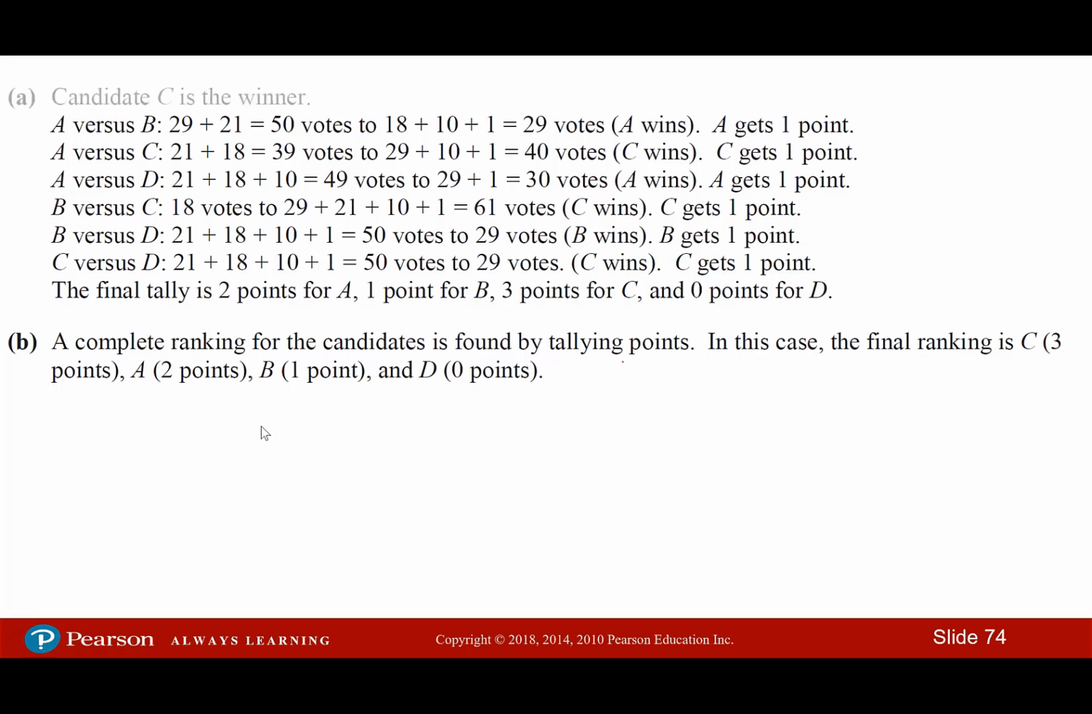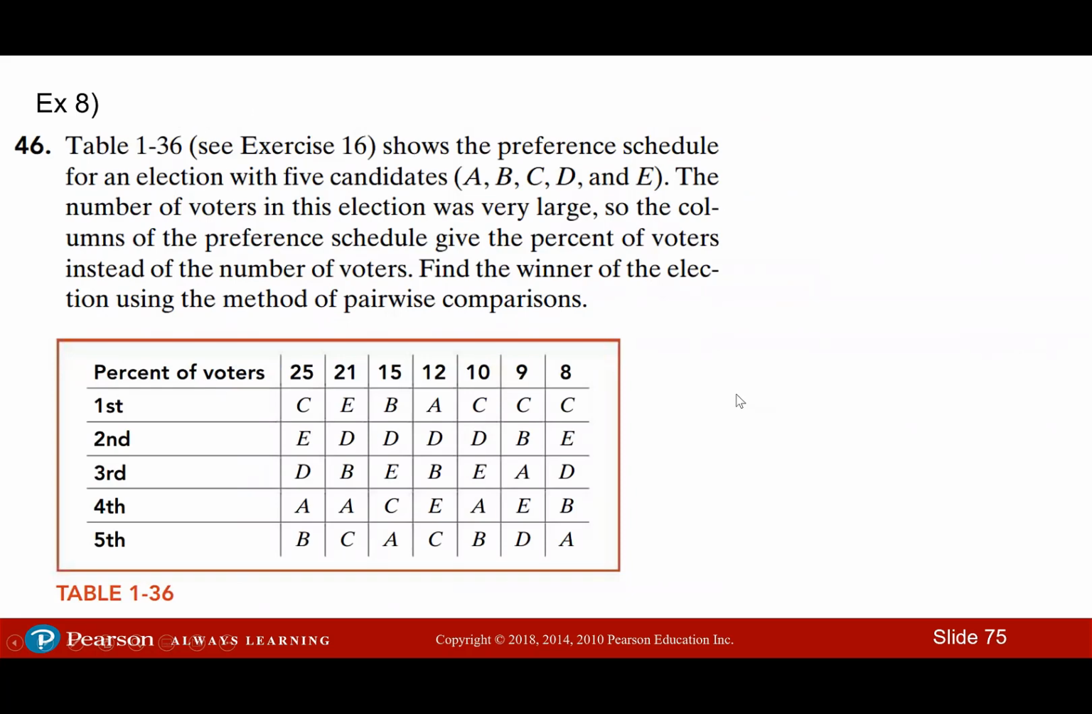All right, I've got two more problems here. And again, this is where you pause the video if you like, try this yourself, and then come back to see if you get the same exact answer that I did. The first example we did was in terms of raw numbers. This one here is slightly different. This is now in terms of percentages. The number of votes in the election is very large, thousands upon thousands of people voting. So instead of looking at the votes themselves, on the homework as well, you're going to look at percentages. Very similar to points.